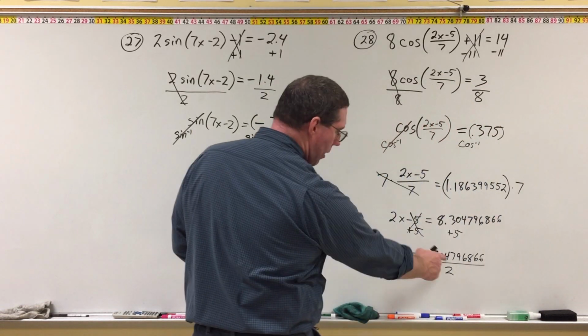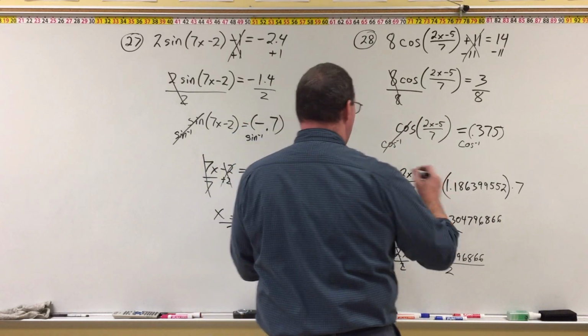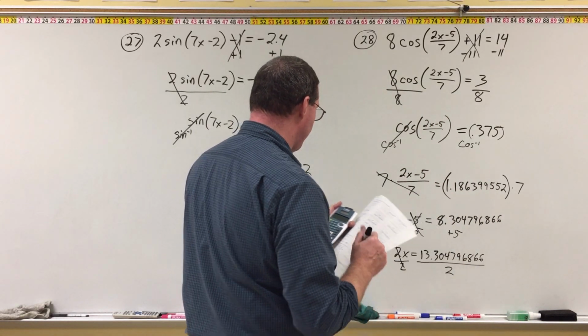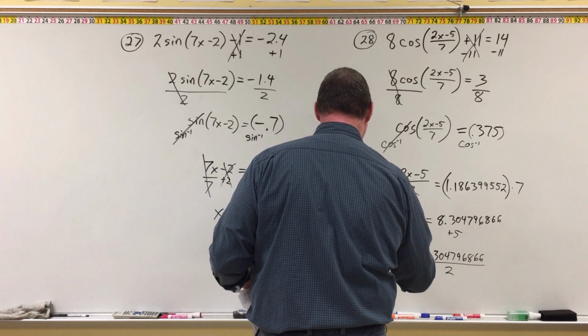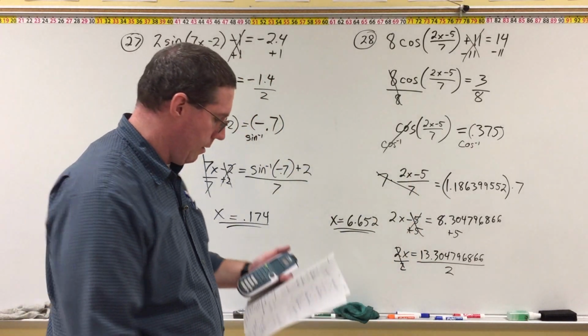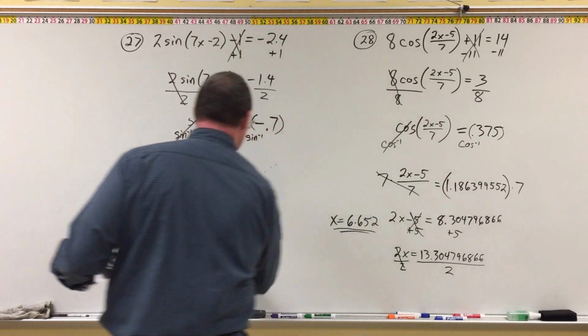See, it's the last thing, it's 2x equals, so divide by 2, and my answer is x equals, this one I can round, 6.652. 6.652, and that is question number 28, okay? All right, let's do question 29.